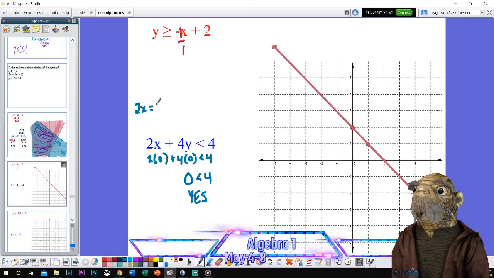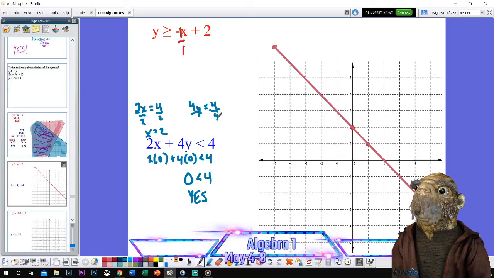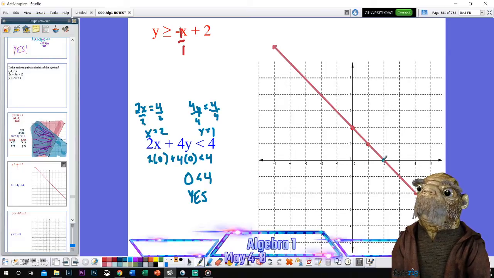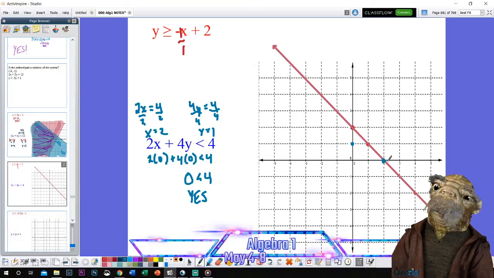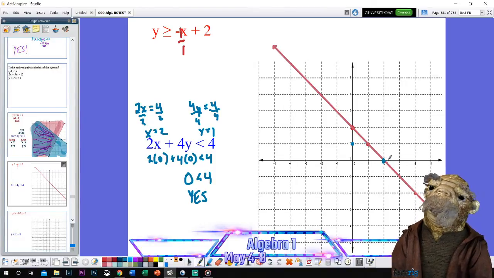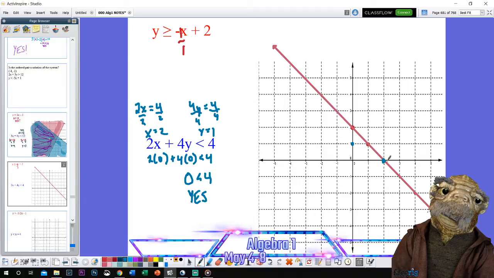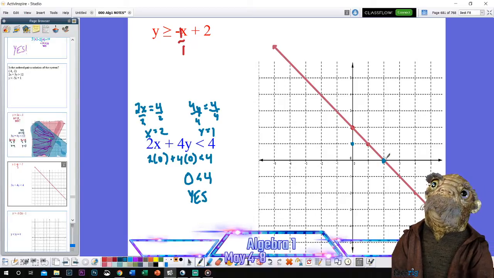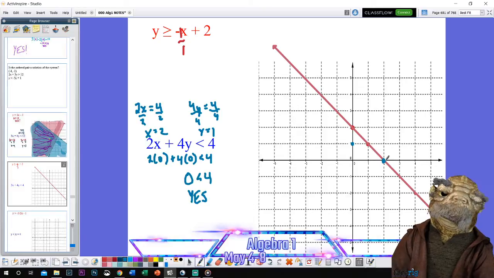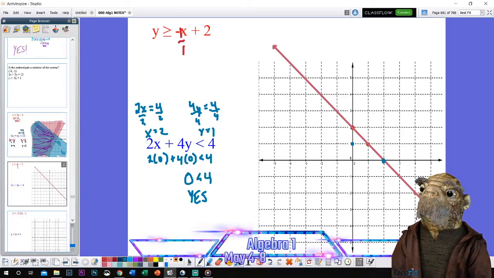That gives me 2x equals 4. I'll put a 0 for x. That gives me 4y equals 4. Divide both sides by 2, and I get 2. Here I'm dividing both sides by 4, and I get 1. So x equals 2, y equals 1. Now in this section we don't care where they intersect, we're only looking for where the two colored sections are overlapping. So the fact that it crosses here does not make any difference for us really at all.